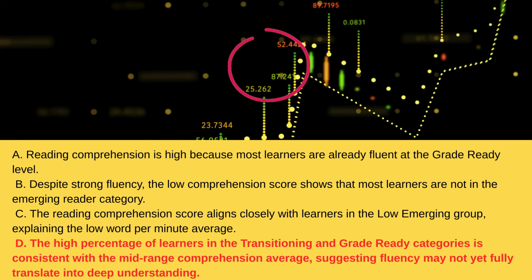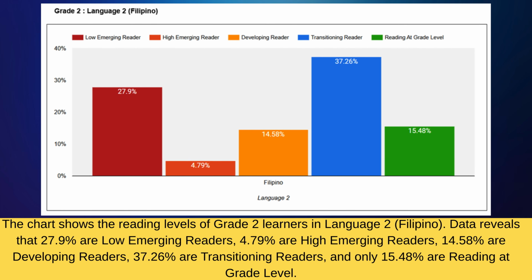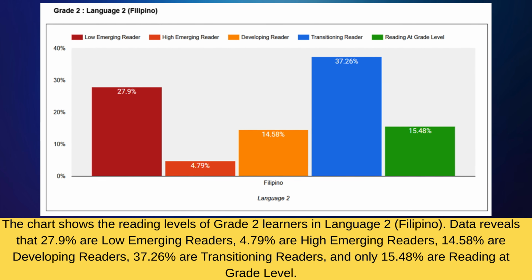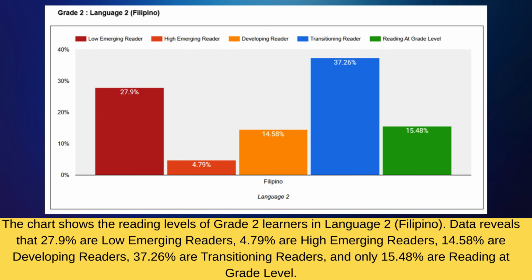We shall now proceed to item number 3. Here is the table. The chart shows the reading levels of grade 2 learners in Language 2, Filipino. Data reveals that 27.9% are low emerging readers, 4.79% are high emerging readers, 14.58% are developing readers, 37.26% are transitioning readers, and only 15.48% are reading at grade level.